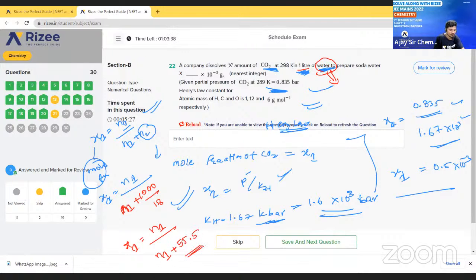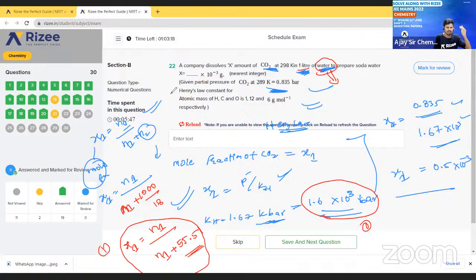55.5 we will get. So what do we have to do? We have to equate. This is one equation and this is another equation. Just take one screenshot. We have to equate each.